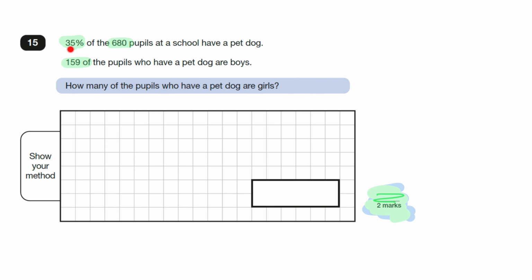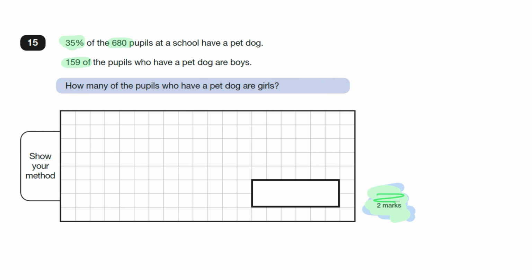So first of all, it says 35% of the 680 pupils at the school have a pet dog, but it doesn't tell you how many that is. Then it says 159 of the pupils who have a pet dog are boys, how many are girls? Naturally, some people would just subtract this from this to get the answer, but that's not the case. We need to know the total number of people who have dogs. So we need to find 35% of 680, which is an arithmetic question, and then subtract this away from it to find out the girls.